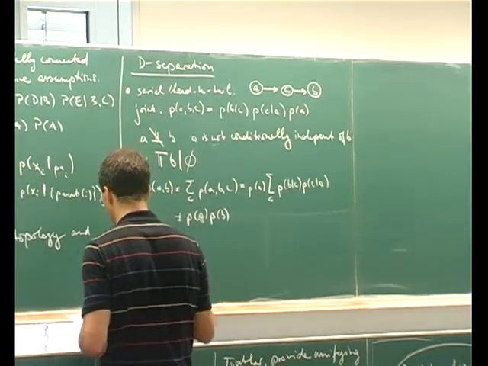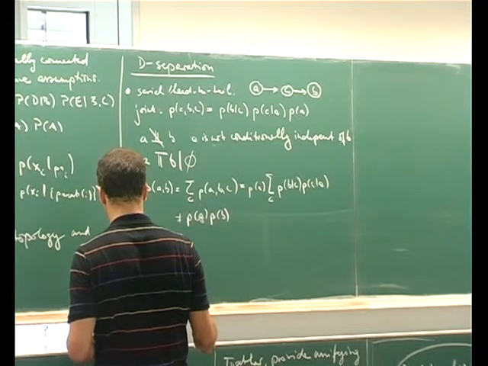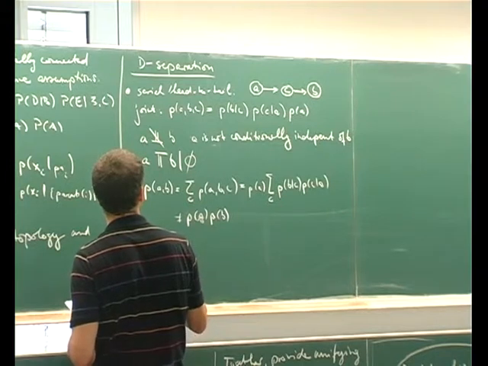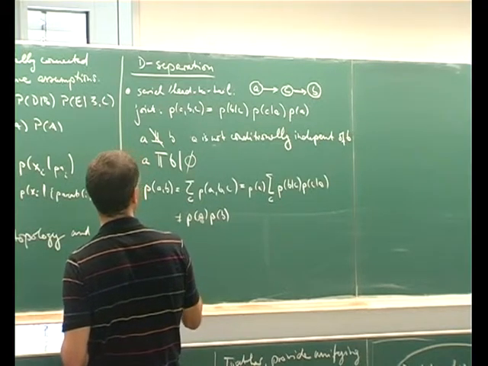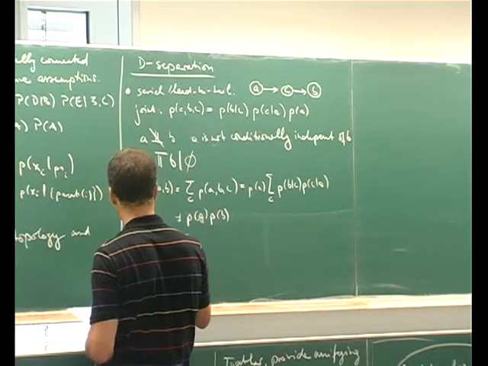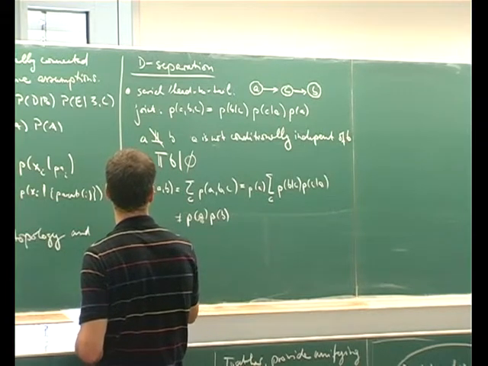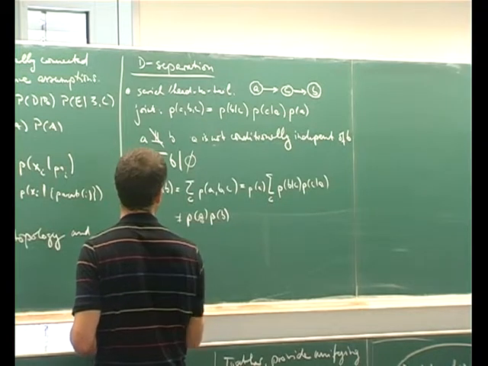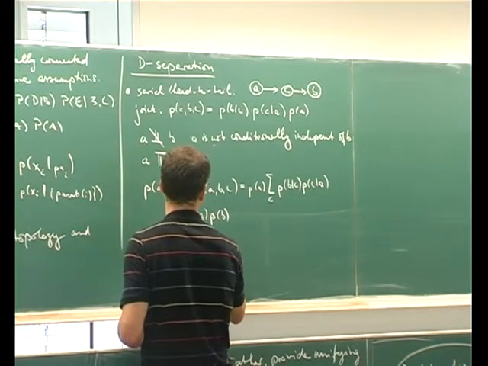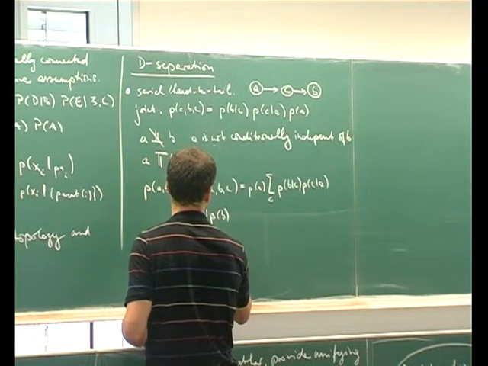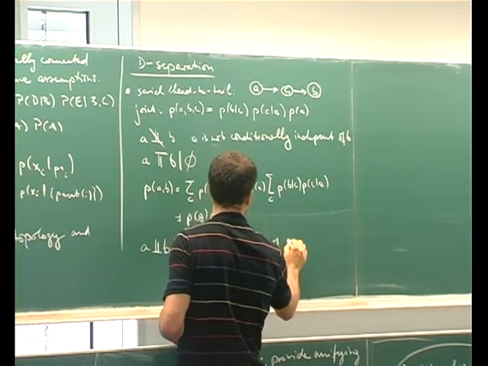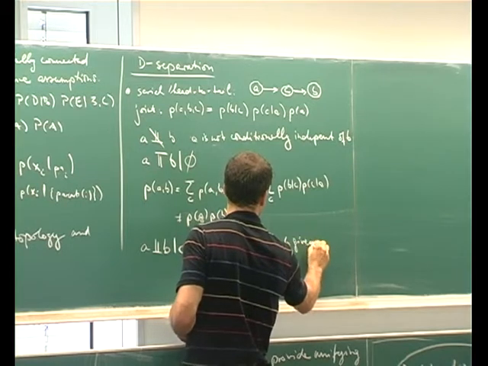Now, if however we condition on this intermediate variable C, we obtain a different statement, namely A is conditionally independent of B given C. So in words, A is conditionally independent of B given C.